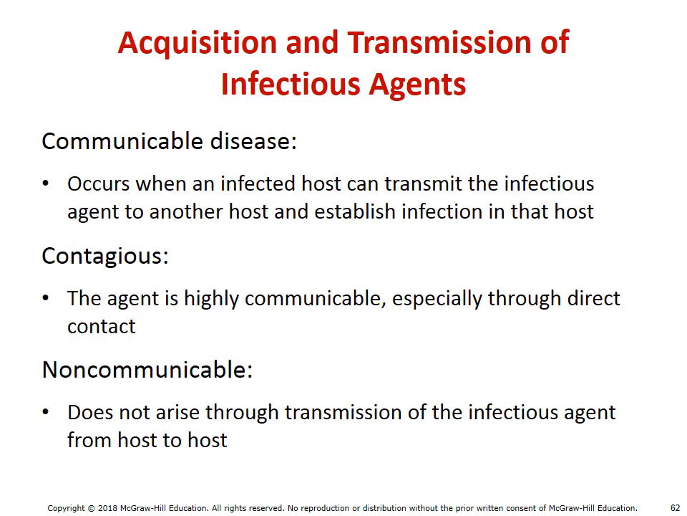One of the things we should point out, though, is that diseases can actually be spread from one person to another. We call these communicable diseases. A person that's capable of spreading the disease to someone else is called contagious. A non-communicable disease is a disease that cannot be passed from person to person. Instead, we'll have to go back to the host source or reservoir to get the infection.